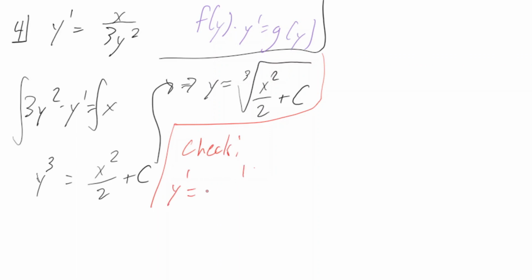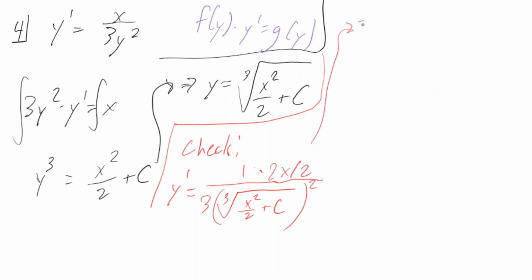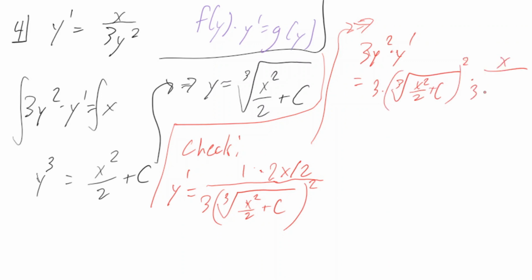So taking the derivative, we get 1 over 3 times the cube root of x squared over 2 plus c, all that squared, and then times the derivative of the inside, so 2x over 2. And so if we plug this into 3y squared times y prime, we get 3 times y squared times x over 3y squared. And so the y squareds cancel with each other, and the 3's cancel with each other, and we're just left with x, which is great.